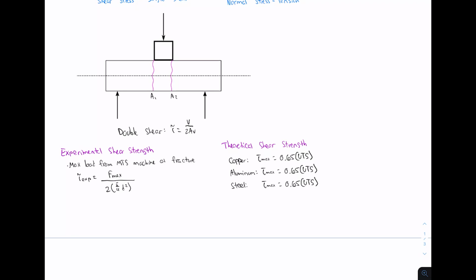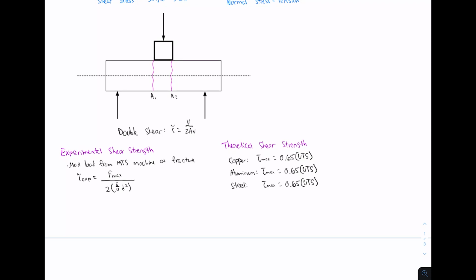Okay, so for the theoretical shear strength, this is basically just from an empirical formula that was found that matches up well with the experimental values that we get for the shear strength. So for all of the metals, it's just going to be tau max, or tau theoretical, is equal to 65% of the ultimate tensile strength. So we're going to use that for each metal that we have.